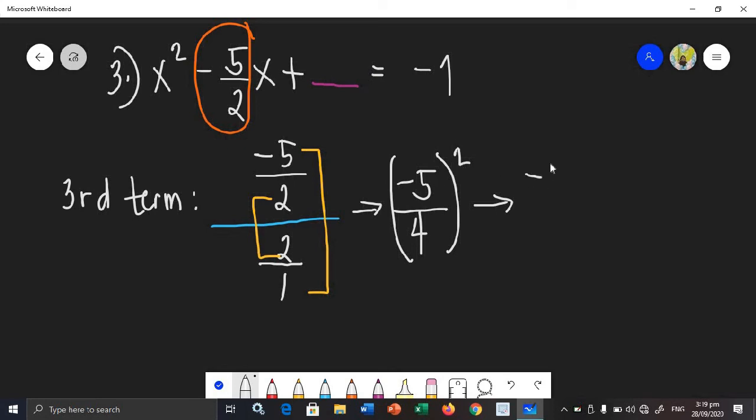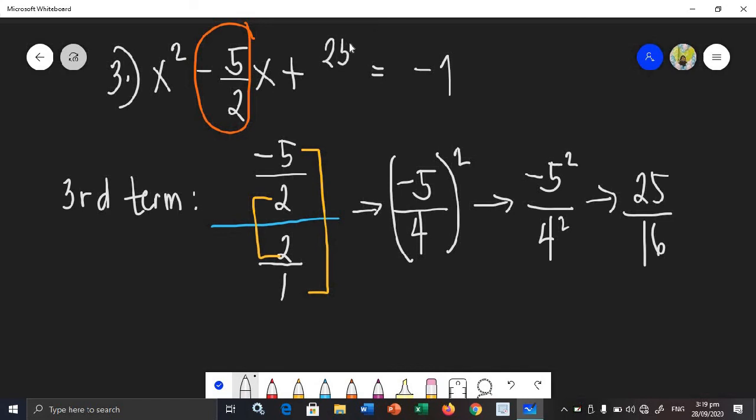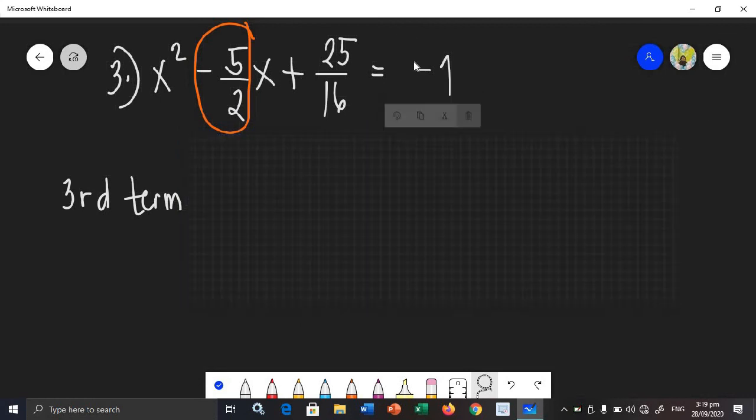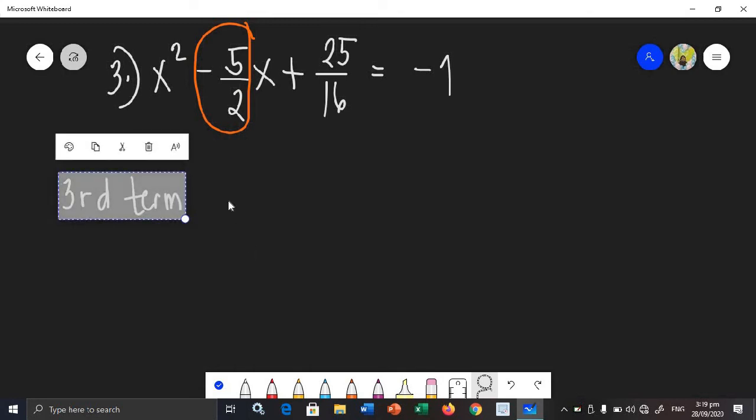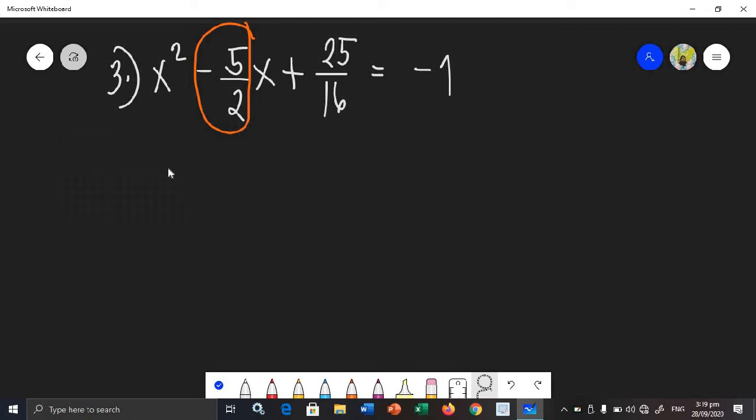So, here, pag in-square natin siya, ayan, isipin nyo, ganyan lang yan. So, therefore, negative 5 squared, that is 25. 4 squared, that is 16. So, therefore, the third term is equal to 25 over 16. So, ganun lang siya. Okay? If nakalimutan nyo na how to solve complex fractions, you can go back to your lectures when you were in grade 8 kasi I believe na-discuss ko yan.